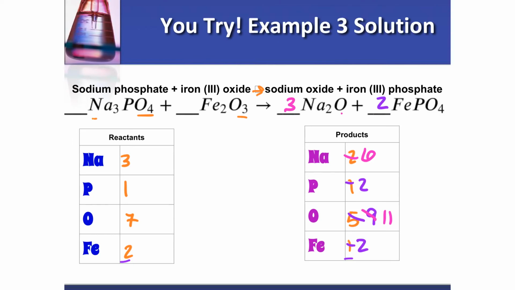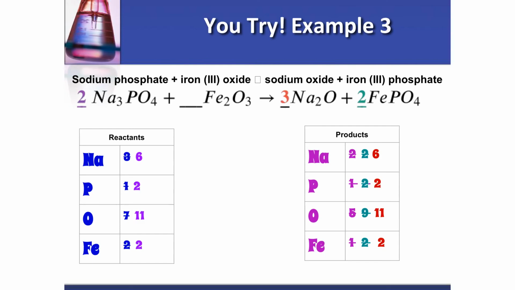And then over here, I need to put a 2. So I now have 6 sodiums. I now have 2 phosphoruses. And now 2 times 4 is 8, plus another 3 is 11. Now, by doing those things, everything is balanced. I have 6 and 6, 2 and 2, 11 and 11, 2 and 2, and my equation is balanced. And here's the other example of this, much nicer than my own writing.